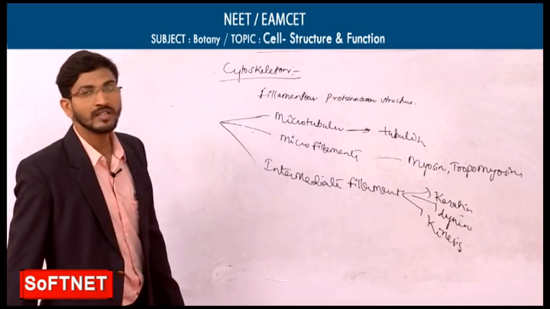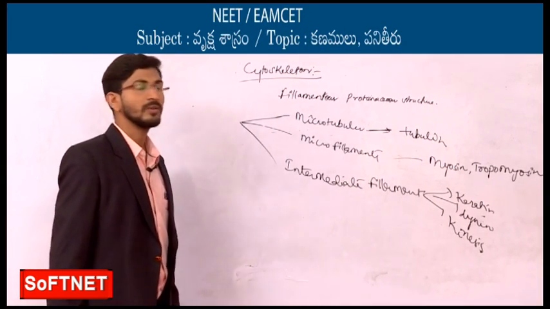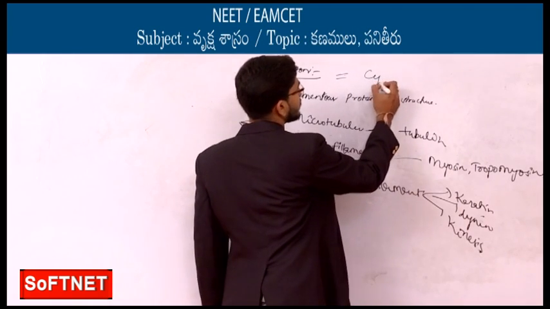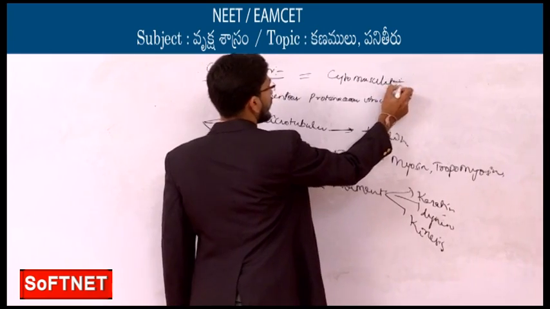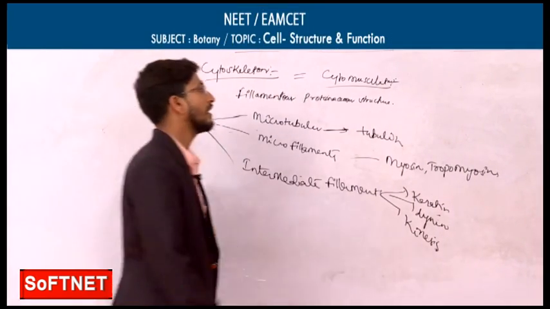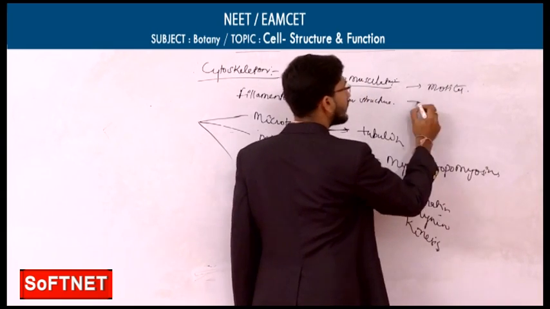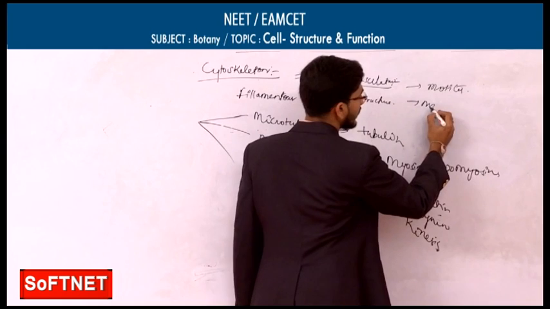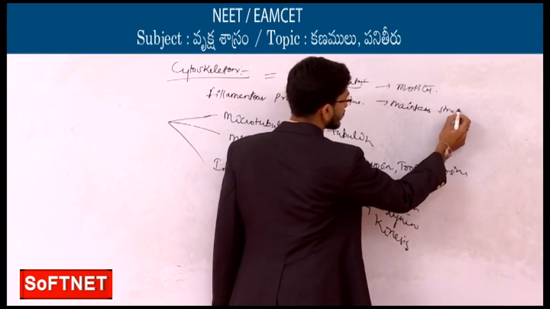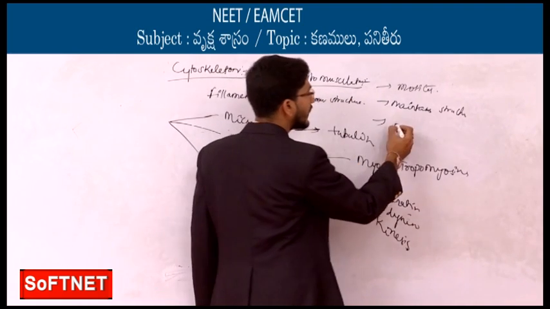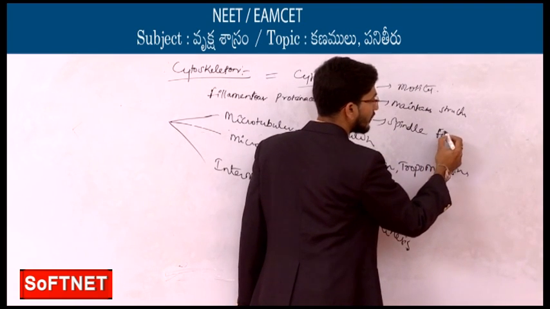So what are the functions of this cytoskeleton? Cytoskeleton is also known as cytomusculature. It is involved in the motility of an organism, maintains structure, and is also involved in spindle fiber formation during cell division.